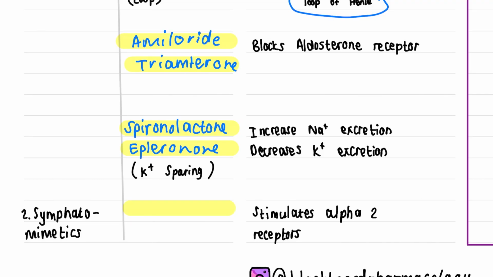Okay, sympathomimetic drugs stimulate alpha-1 receptors. Now a drug in this class is clonidine and also methyldopa. Methyldopa is a drug that's safe to give to pregnant women with hypertension in order to prevent preeclampsia. Okay.